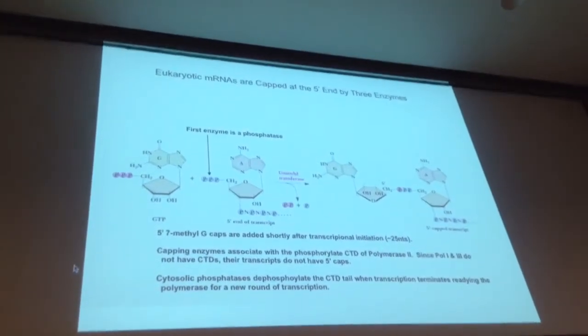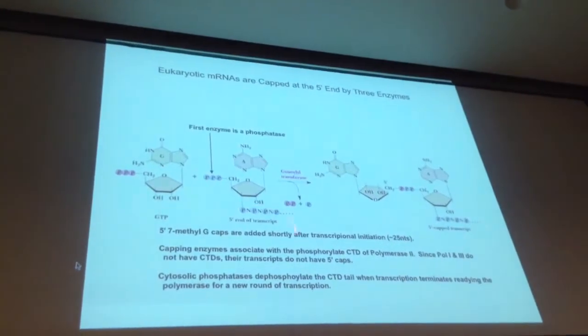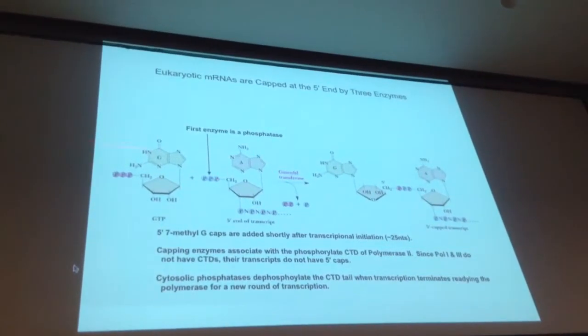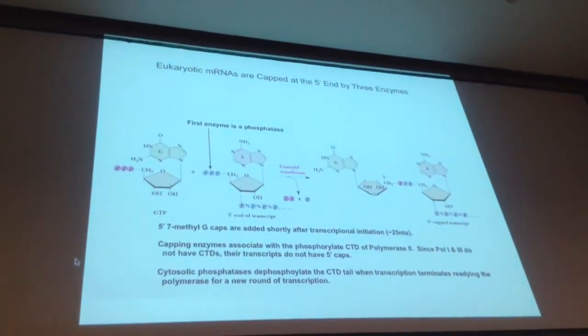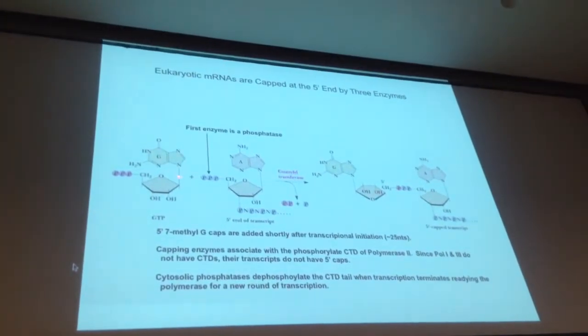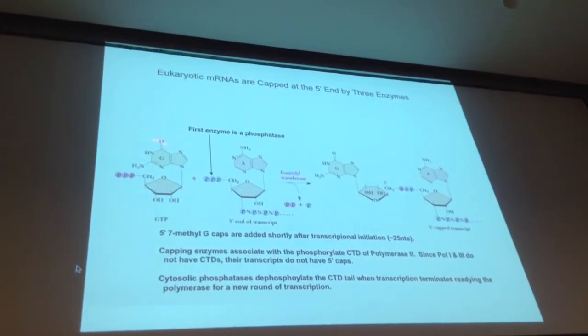Then the first one is a nucleotide triphosphate. So there's that guy. The enzymes that actually do the capping are the capping enzymes. There are actually 3 enzymes involved in doing capping. Here's GTP, right?